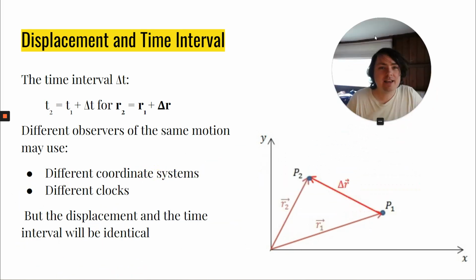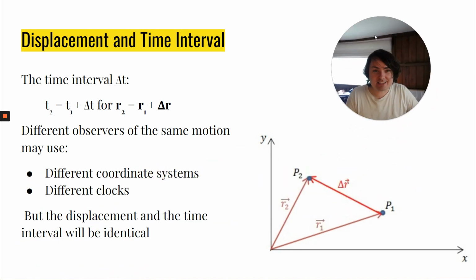Okay. And now on to time intervals. So this is very similar to displacement, except time we know is a scalar. So if we go back to our original example, between P1 and P2, we have our displacement delta r. Similarly, the time interval is just given by delta t, where the time t1 is when the particle is at P1, and time t2 is when it's at P2. And so t2 is just equal to t1 plus delta t. So your time interval is just the final time, t2 minus t1.